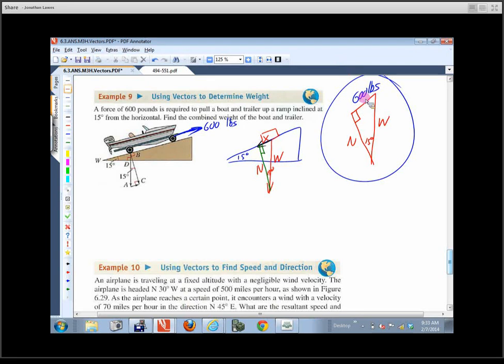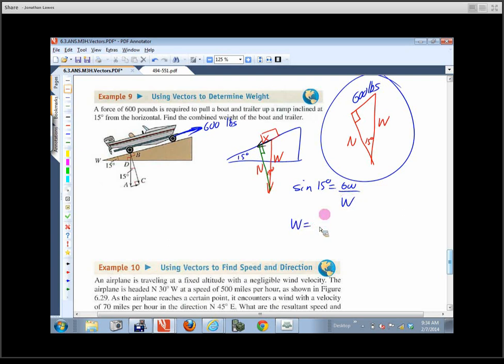And we have the opposite side, and we need the hypotenuse. What trig function? Sine. Okay, good try. Sine of 15 degrees equals opposite, which is 600, over the hypotenuse, which is W.